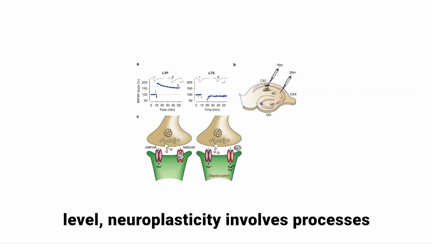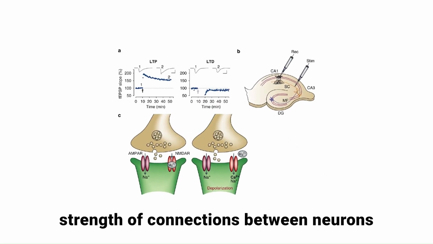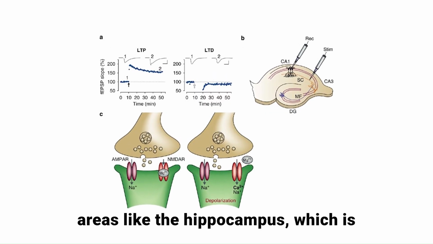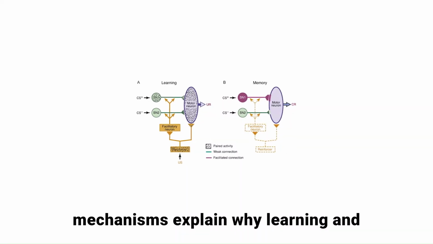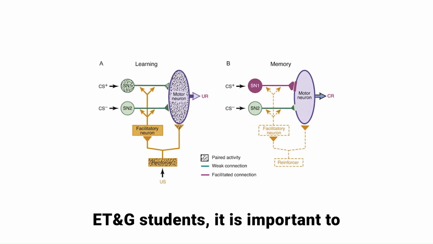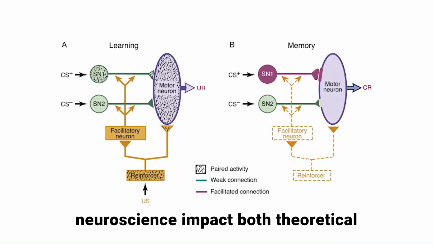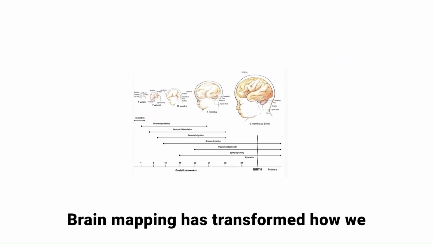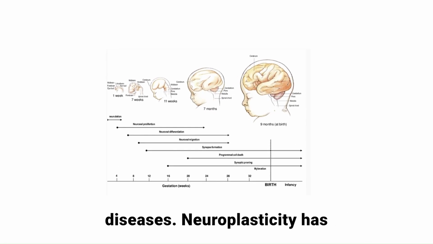At the cellular level, neuroplasticity involves processes like synaptic plasticity, where the strength of connections between neurons changes, and neurogenesis, where new neurons are generated, particularly in areas like the hippocampus, which is involved in memory. These mechanisms explain why learning and memory are possible and why the brain can adapt to new challenges. For NEET and JEE students, it's important to understand how these advances in neuroscience impact both theoretical knowledge and practical applications. Brain mapping has transformed how we understand brain function, providing insights into both normal processes and diseases.